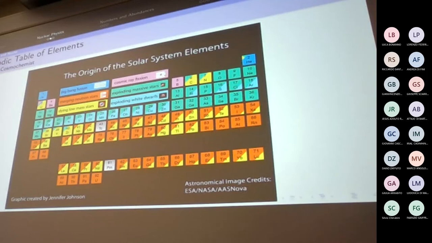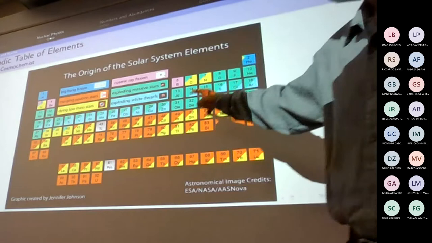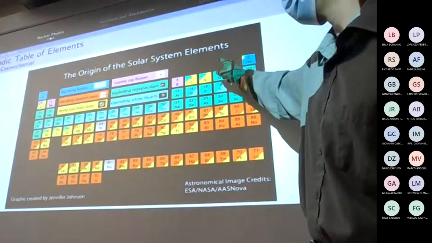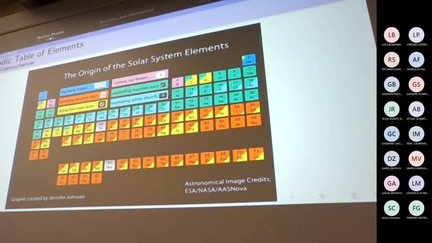Yes? Are there some theoretical reasons why the elements technetium and promethium are not considered? These ones here, you're saying? Green, white. 43 and 61. Oh, yeah. We'll talk about technetium in a minute. Let me ask you, what do you know about technetium? We don't have it on the Earth, right? We don't have it in the solar system.